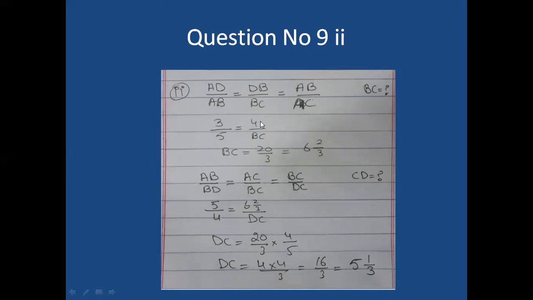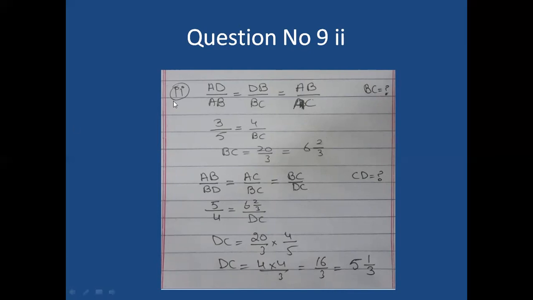the DB is 4, and the BC is the question. So cross multiply, so you will have BC equals 5 multiplied by 4, that will be 20, 20 divided by 3, and that will be 6 whole 2 by 3. So hope you understand how.